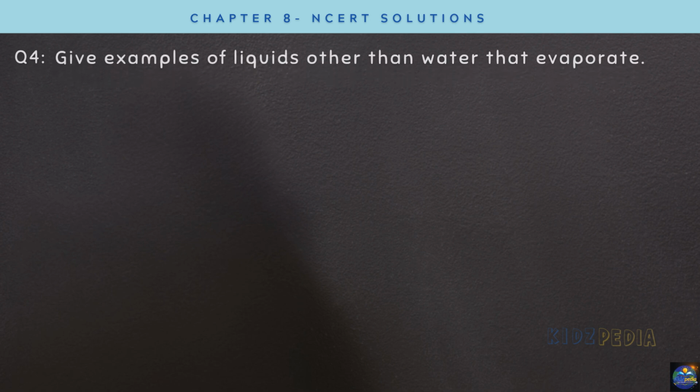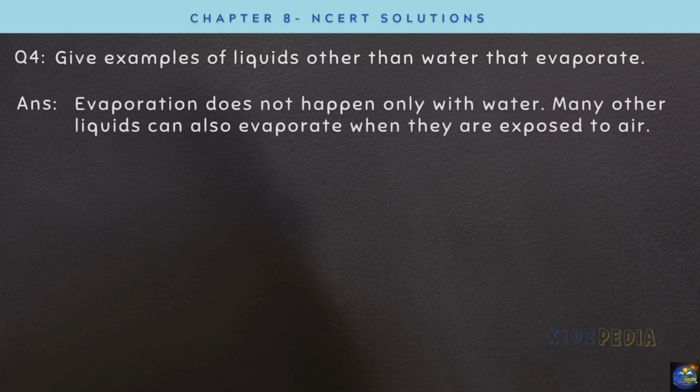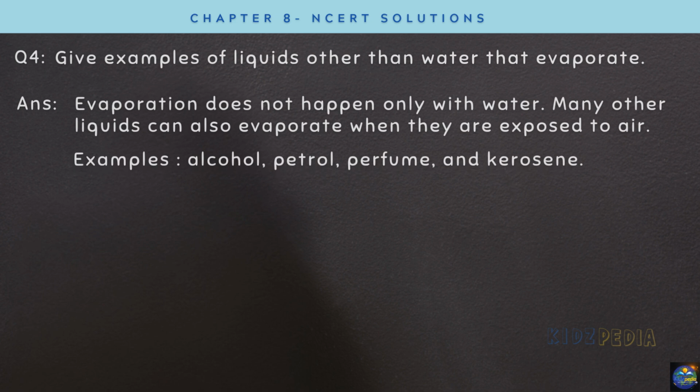Next question. Give examples of liquids other than water that evaporate. Evaporation does not happen only with water. Many other liquids can also evaporate when they are exposed to air. For example, alcohol evaporates quickly when left open. Petrol evaporates very fast. Perfume evaporates and spreads its smell in the air. Kerosene can also slowly evaporate when exposed to air. These liquids change from liquid state to vapor state, just like water during evaporation. That is why we say many liquids other than water can also evaporate.